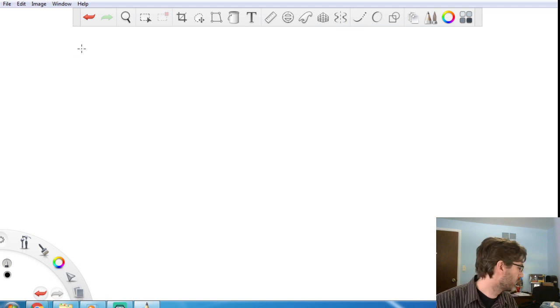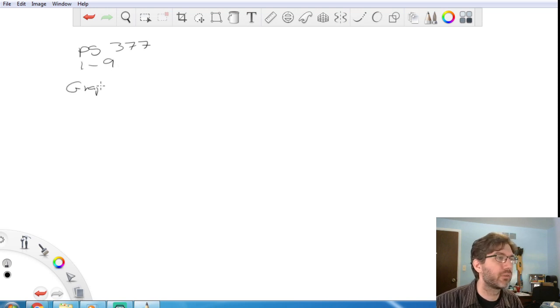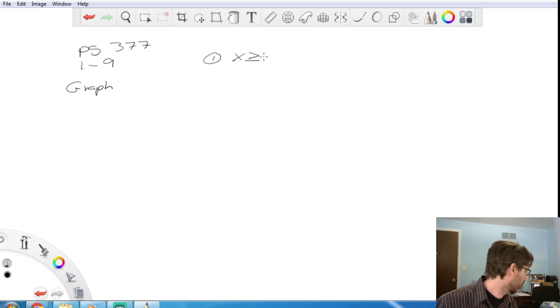We're on page 377, and you're looking at 1 through 9, and you're asked to graph them. So you're just graphing them today, which is not difficult at all because it even pulls things apart for you. So if you're looking at number 1, it's going to be x greater than or equal to 0 and x less than or equal to 7.